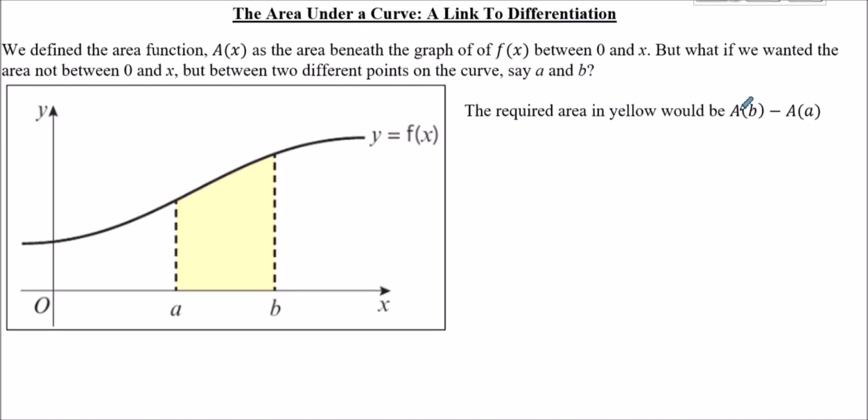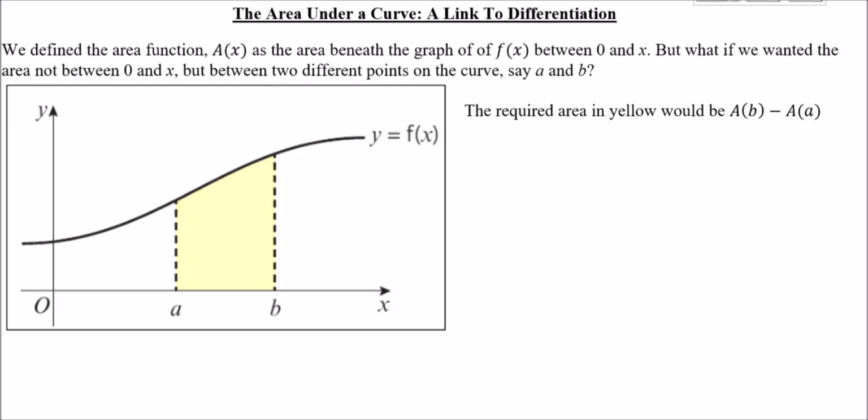So the area function at B would be all of this. The area function at A would be just this bit. So big area, take away the small area, that would give us the yellow area. So this is what we'd need to calculate, which should be a bit of a pain really. Is there any quicker way of doing this?